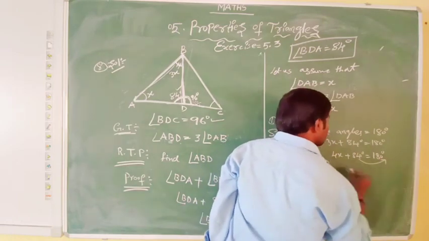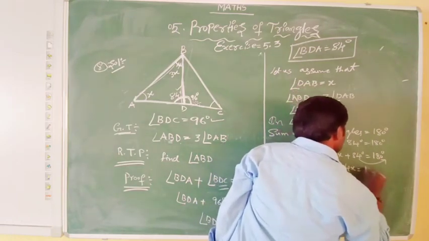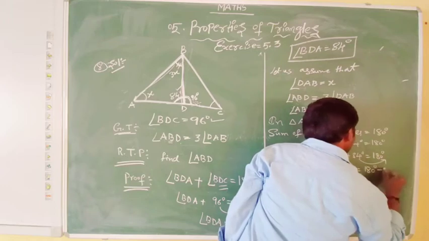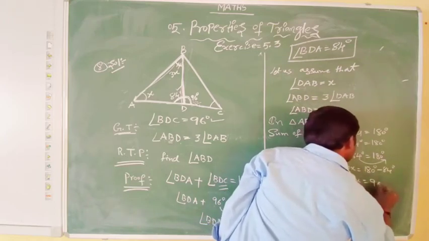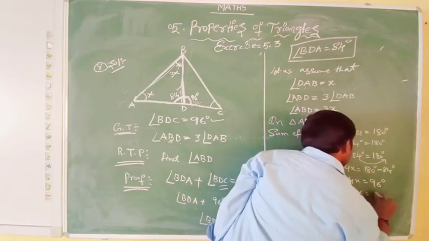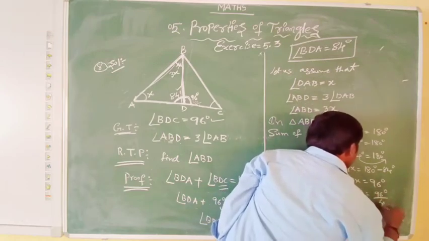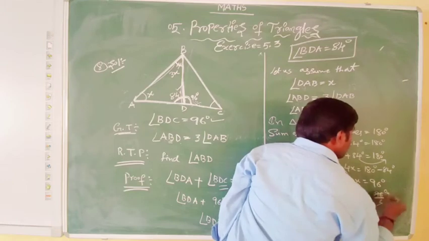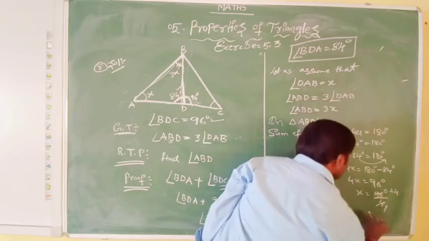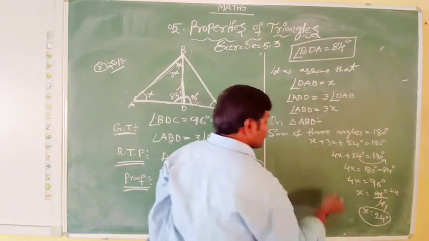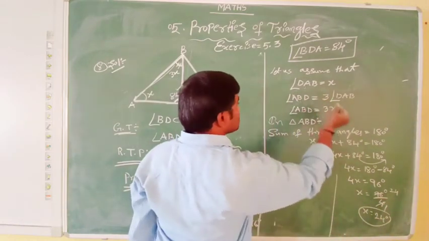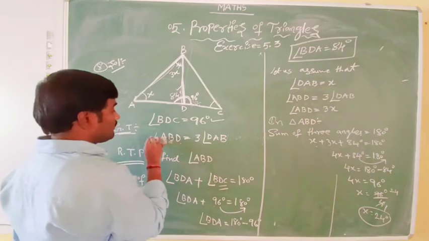This 84 you transfer to this side, then 4x equal to 180 minus 84. Then 4x equal to 96 degrees. Here x equal to 96 degrees by 4. 4 ones are 4, 4 twos are 8, 4 sixes are 24. X equal to 24 degrees. This is what we need actually.